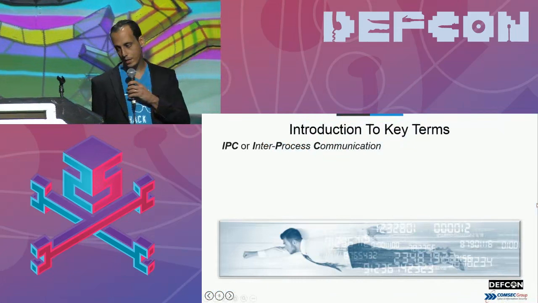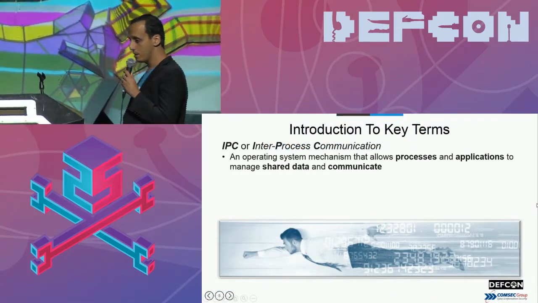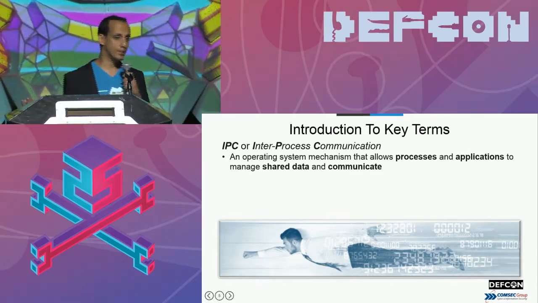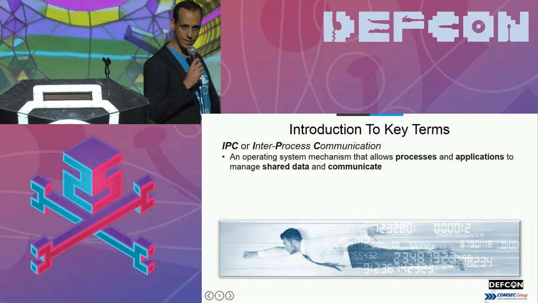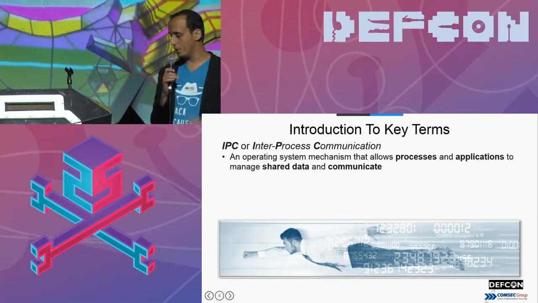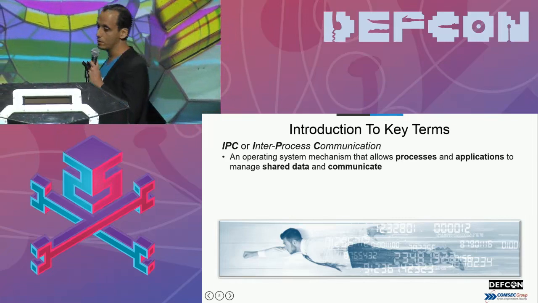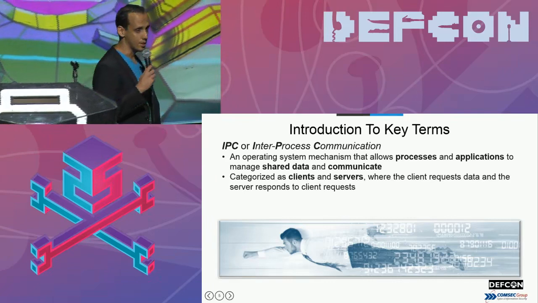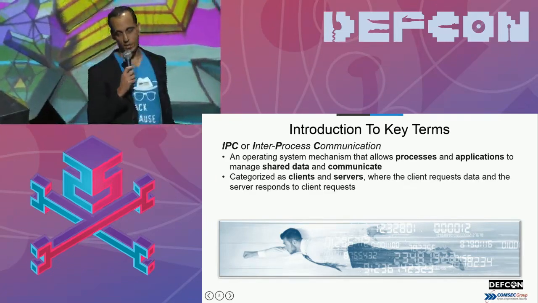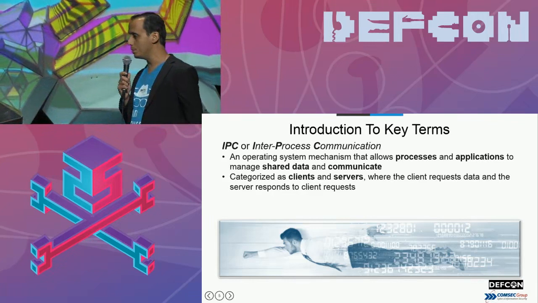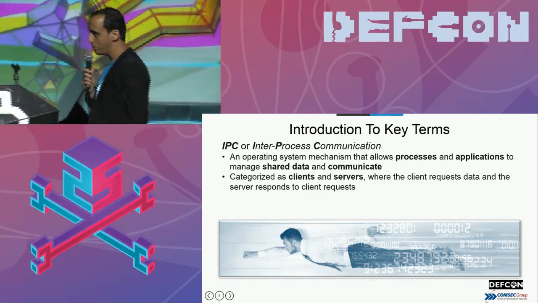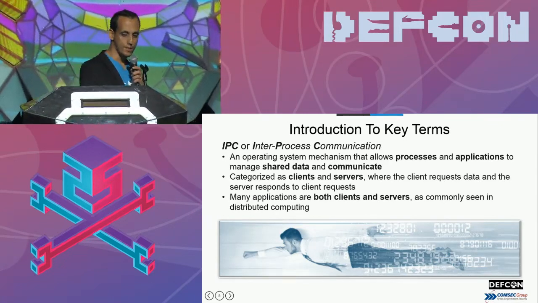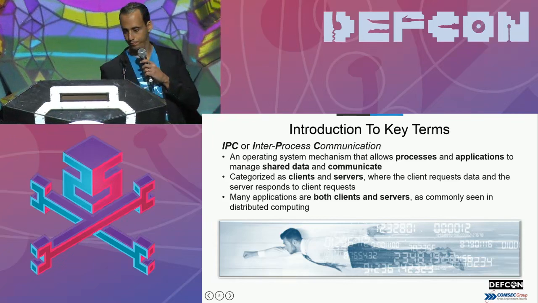So, inter-process communication: this is an operating system mechanism that allows processes and applications to manage shared data. You can use, for example, internal sockets, which probably most of you know, and you have different kinds of inter-process communication as well. Each and every participant in this communication is considered either a client or a server, and it can be both, and you can have multiple clients and multiple servers, end-to-end communication. And of course, both clients and servers can be defined together.